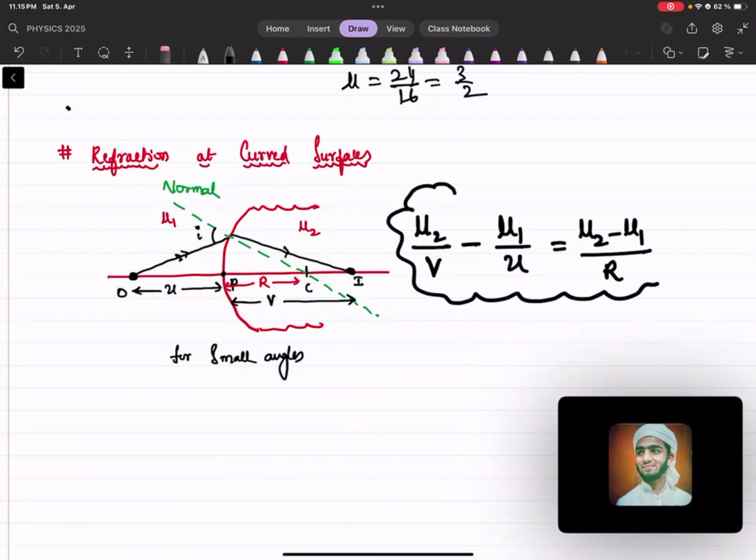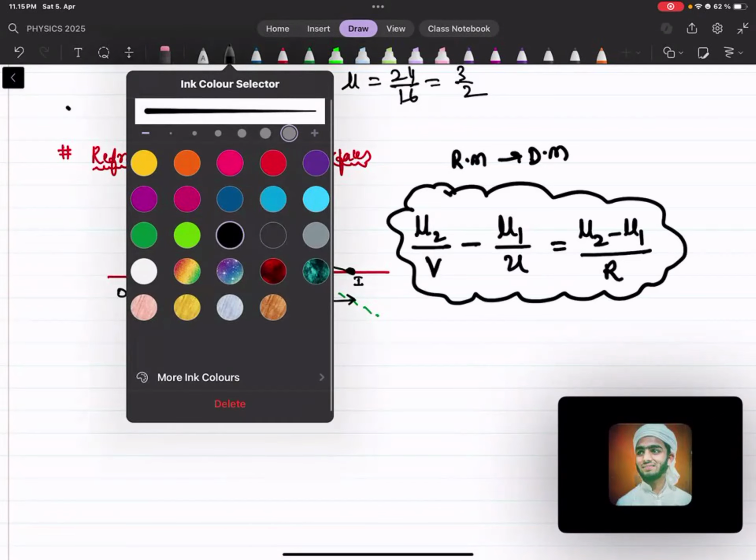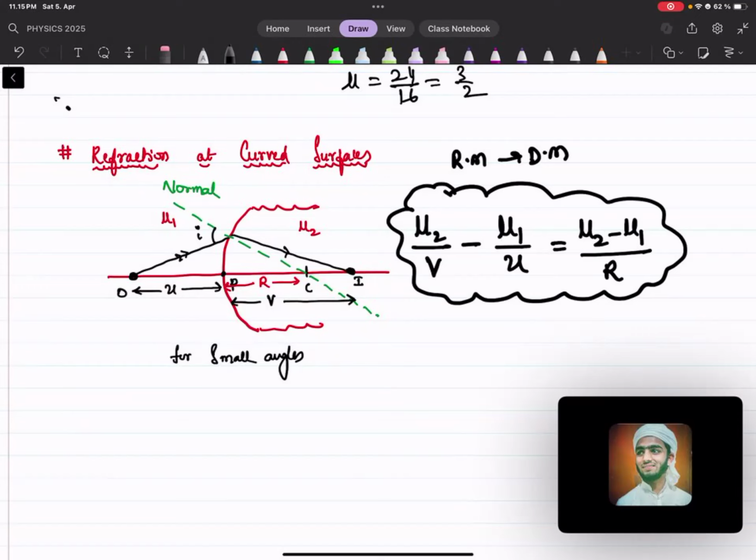Going from rarer medium to denser medium. When I'm going from rarer medium to denser medium, the formula is mu2 divided by V minus mu1 by U is equal to mu2 minus mu1 divided by R. Clear? So what is U, beta? Object distance. What is V? Image distance. R, radius of curvature. Mu1 is the refractive index of the incidence medium, and mu2 is the refractive index of your refracted medium. Am I clear?